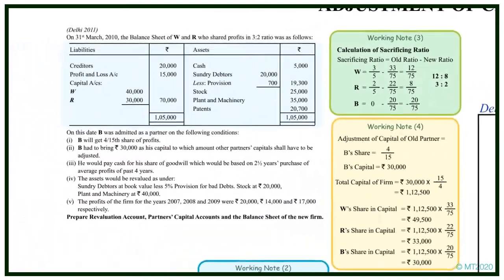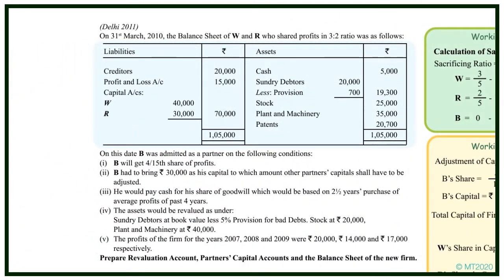So in our question we can see point number 4, which gives us the additional information that assets were revalued. So we will refer to that information for making the revaluation account. Point number 4 states that sundry debtors at book value less 5% provision for doubtful debt. So if we see our balance sheet which is given in the question, we can see sundry debtors gross value is 20,000 and less provision is 700.